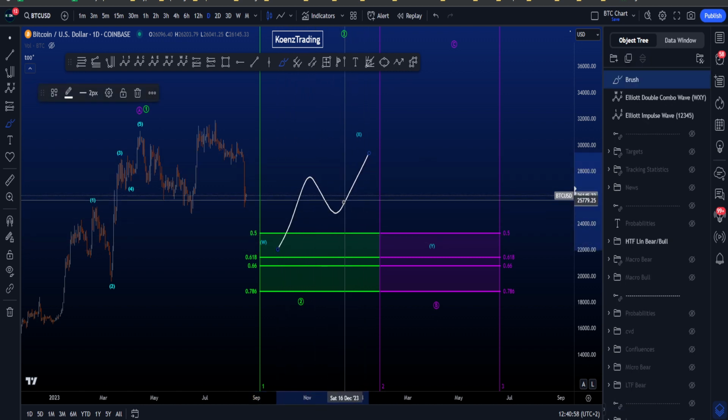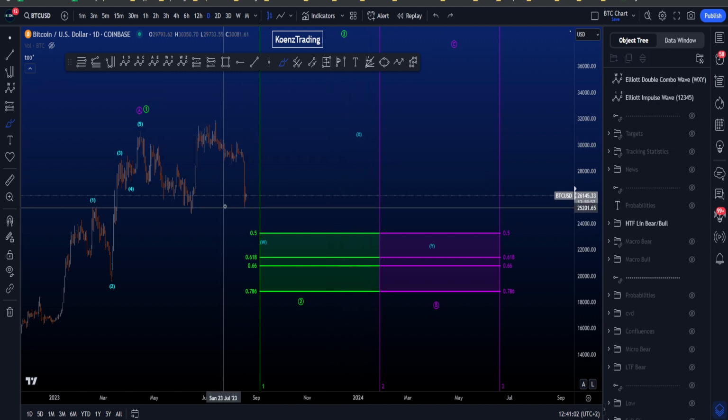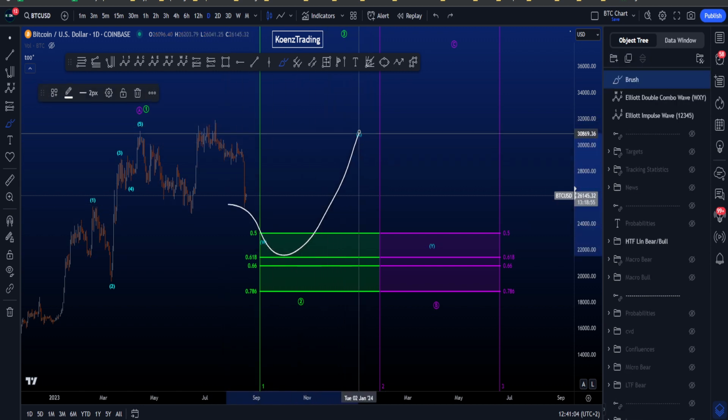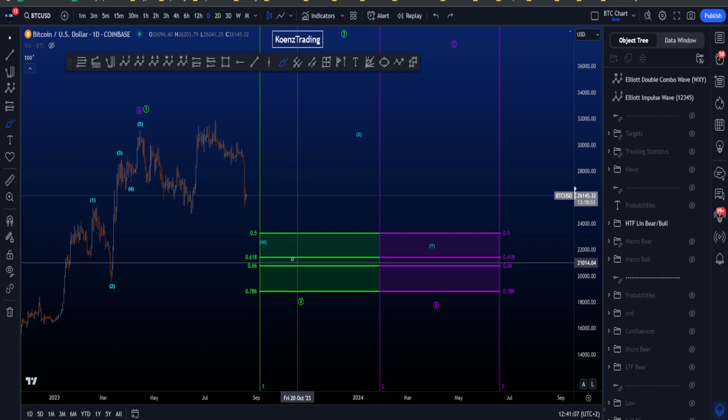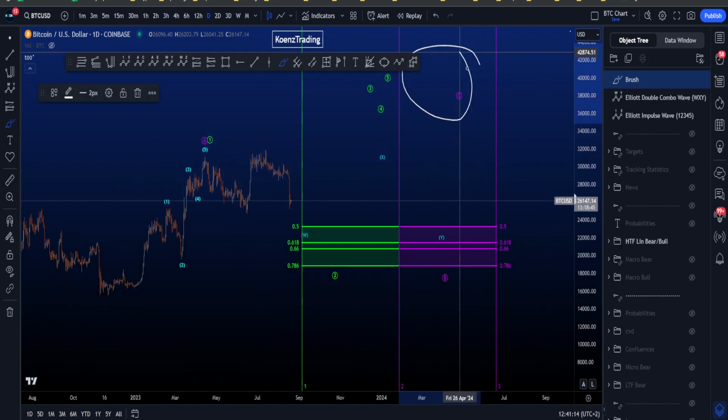Is it a 3-wave structure? Is it a more complex structure? Well, then we have to think about a wave X. Do we start to get a big impulsive structure to the upside? Then there's a higher probability we continue, and we have to observe if it is a wave 3 or a wave C, and based on those probabilities, we can then estimate the targets as well.